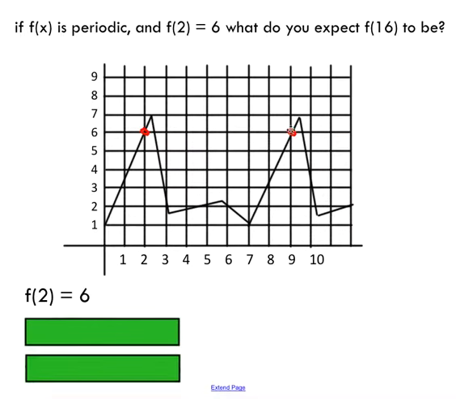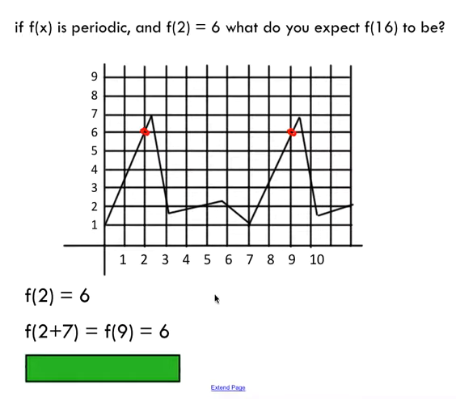This point here would also have a value of 6, but I haven't quite gone through one full cycle if I put my point there. So I'm going to choose this point here. You can see I've gone through one full cycle and then I start repeating. So I'm going to calculate the horizontal distance that it took for that to happen. Okay, so I started at 2 and I finished at 9, so that must mean that my period is 7. It took me 7 units to go through one full cycle.